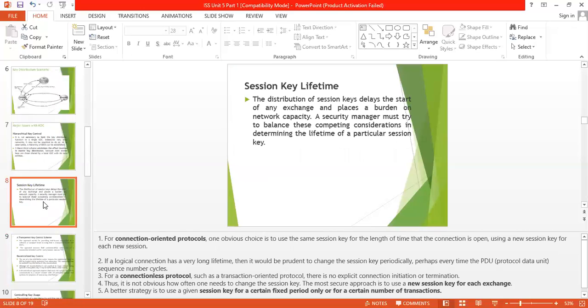The other is the session key lifetime. Basically, the distribution of session keys delays the start of an exchange and places a burden on the network capacity. A security manager must try to balance these competing considerations in determining the lifetime of a particular session key.